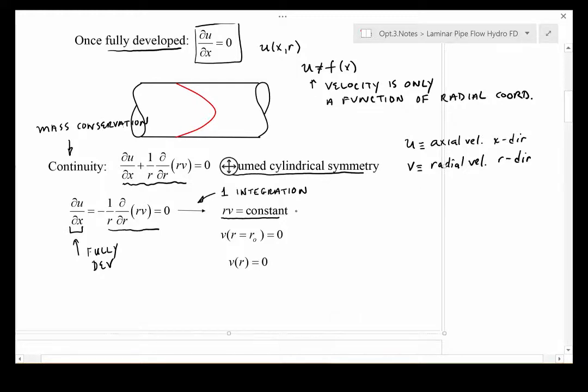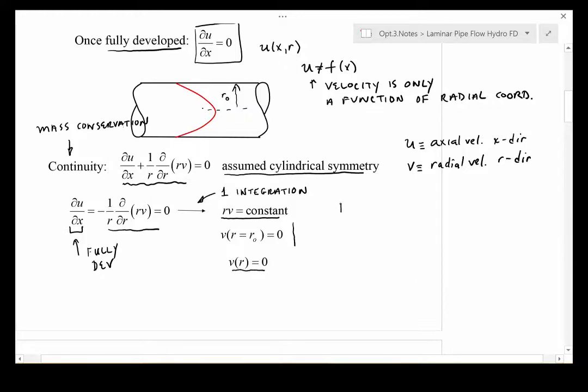We don't know what that constant is, but we have a way of identifying it, and the way we do that is we say, well, is there somewhere where we know what v is? And we go to the wall. So if this is the center line, here we're calling the wall the location r0. So v at r equal to r0 is equal to 0. Well, because it has to be constant throughout, it means that v of r is equal to 0. So this is an important finding.